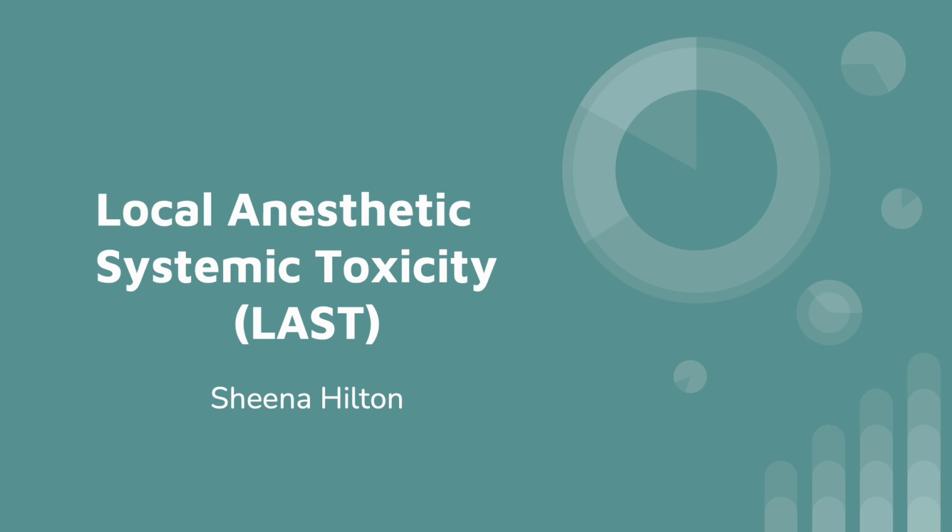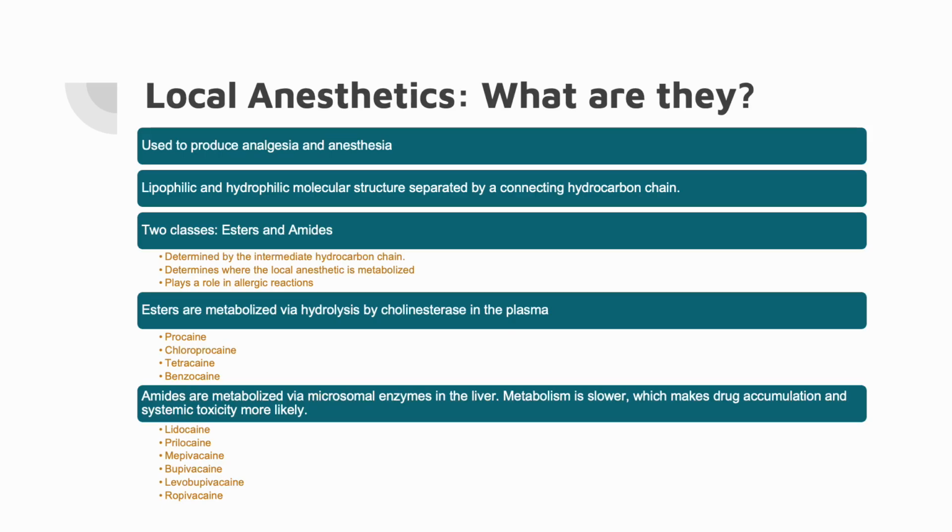All right, so our next slide is local anesthetics. What are they? Well, most of you have worked with local anesthetics, working on labor and delivery. We use a lot of those in our epidurals and spinals. But here's just an overview of things that you may not know about them. They're used to produce anesthesia and analgesia. They're lipophilic and hydrophilic. They have the molecular structure, and those are separated by connecting hydrocarbon chains.